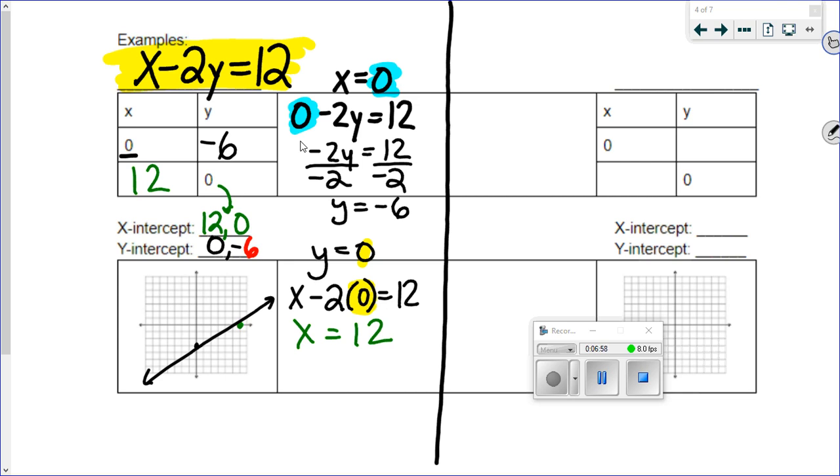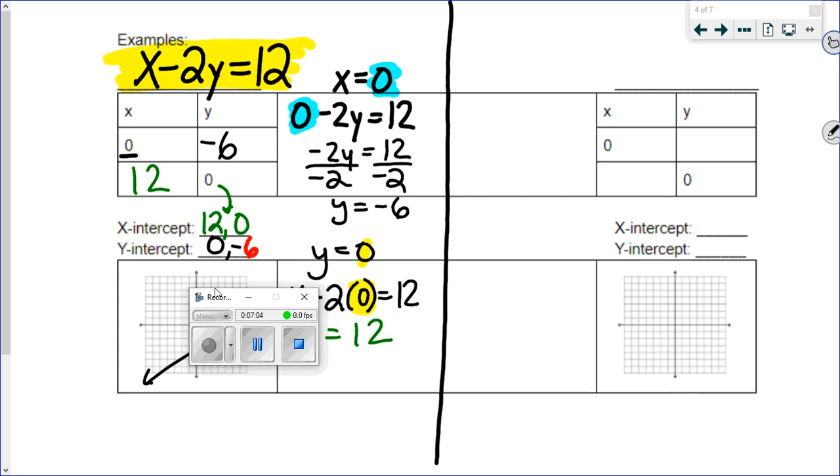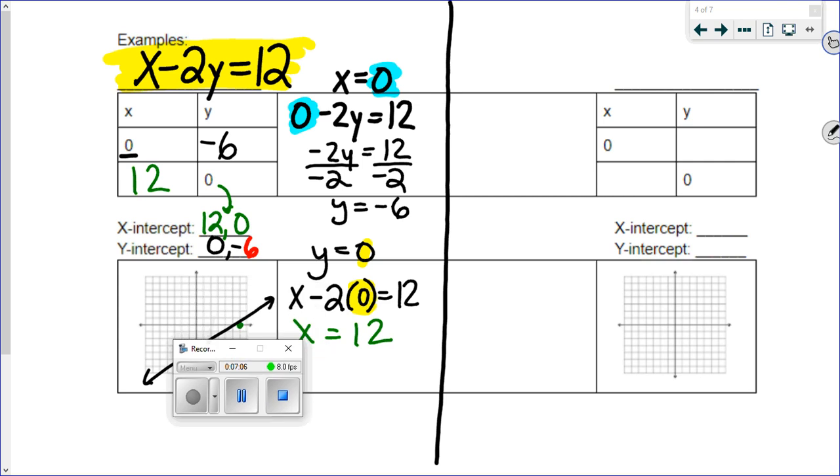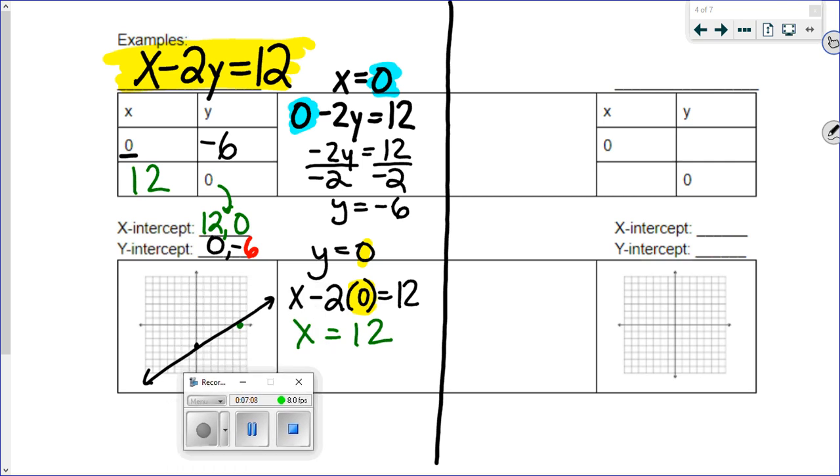Please pause the video if you need to continue these notes. If you are ready to move on, let's move on to example number 2. Example number 2 is going to use the equation 3x plus 5y equals negative 15.